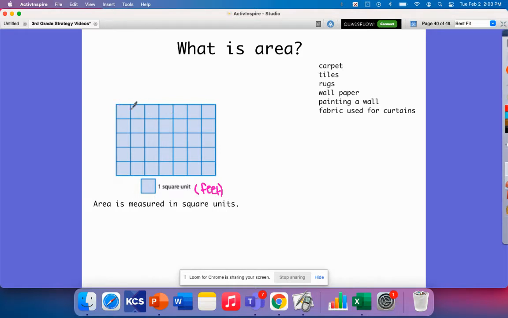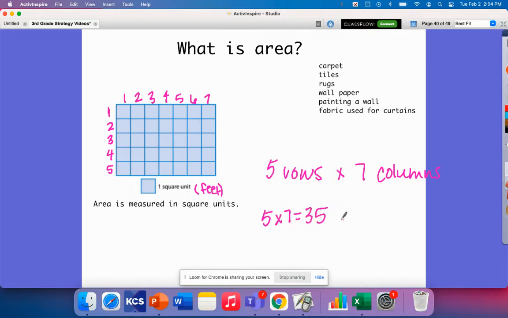So how I can find that is I can just count how many squares I see. So what I'm going to do to count them is I'm going to count how many rows there are and then how many columns. So let me just write them here. 1, 2, 3, 4, 5. I have 5 rows. And then I have 1, 2, 3, 4, 5, 6, 7. I have 7 columns. 5 rows of 7 columns. Okay, so if I have 5 rows and 7 columns, I'm going to say 5 times 7. And I'm going to think that's probably 35 feet squared, because each one of these represents a foot.